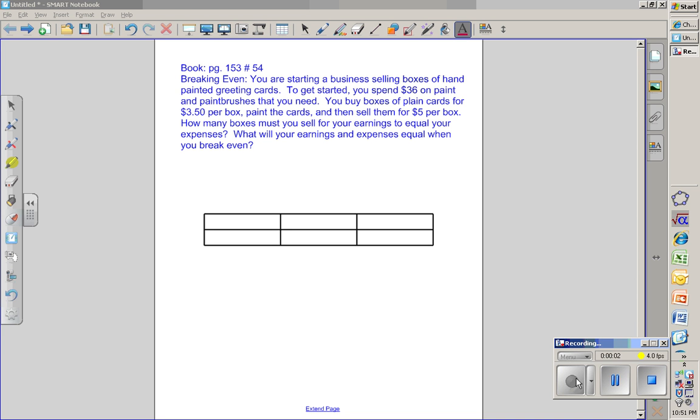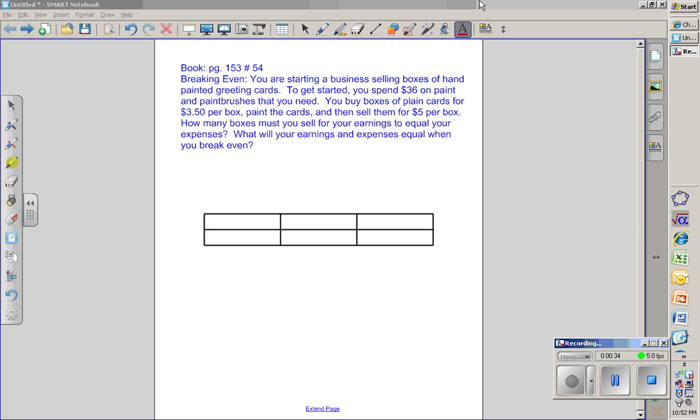Alright, this is on page 153 of your book, problem number 54. You are starting a business selling boxes of hand-painted greeting cards. To get started, you spend $36 on paint and paint brushes that you need. You buy the boxes of playing cards for $3.50 per box. You paint the cards, and then you sell them for $5 per box. How many boxes must you sell for your earnings to equal your expenses? What will your earnings and expenses equal when you break even?